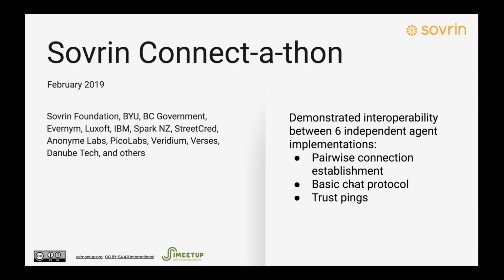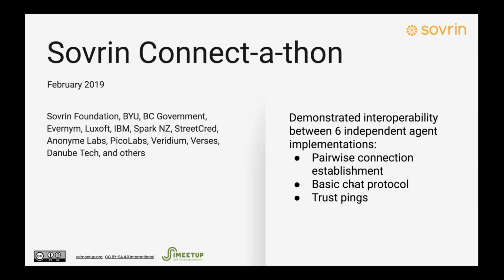In February of this year, we had a Connectathon. This is patterned after the Bluetooth and the HL7 FHIR Connectathons, many other standards communities that you probably have heard of, where all of these different organizations brought their implementations of sovereign agents, and specifically built on top of Hyperledger Indy and the Indy SDK, which is now being migrated over to Aries. And we tested them against each other and against the test suite to show that we could do basic pairwise connections, we could do basic chat protocol, and we could do something we call a trust ping to make sure that you can do relayed secure messaging across multiple identity agents.